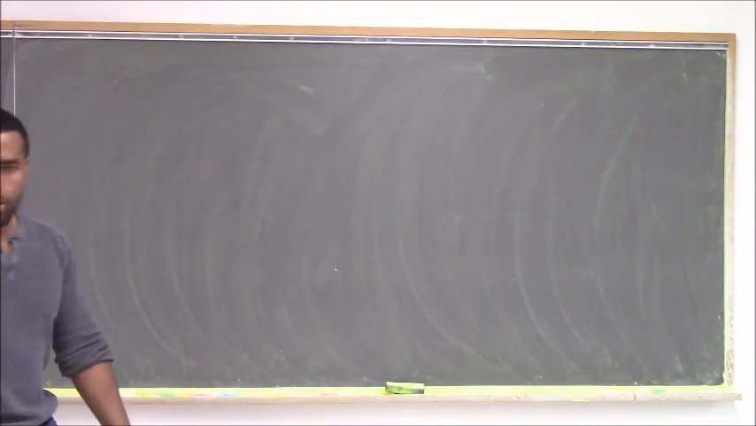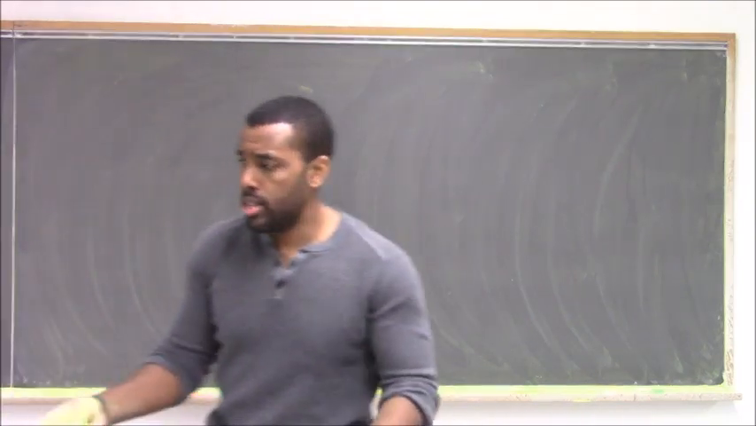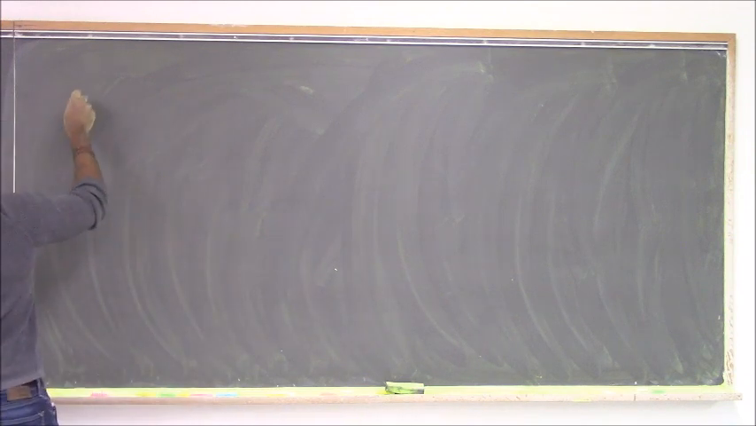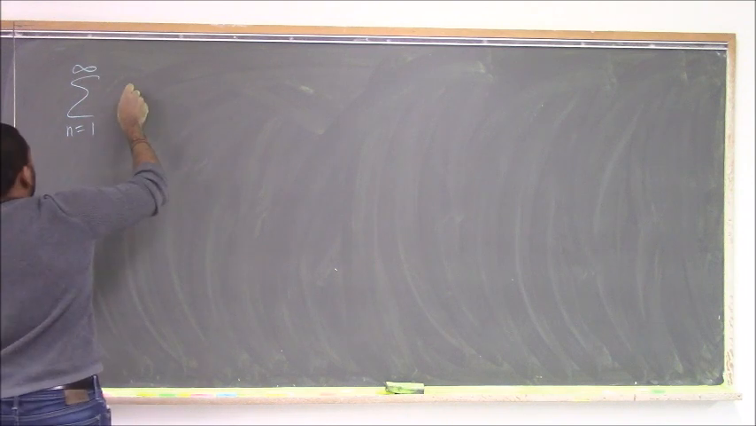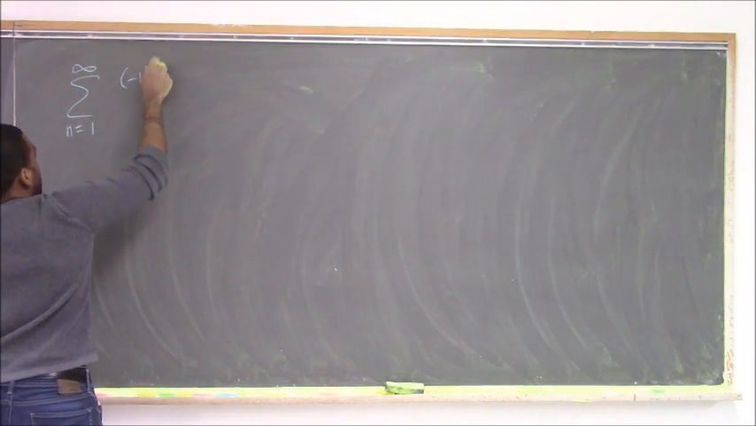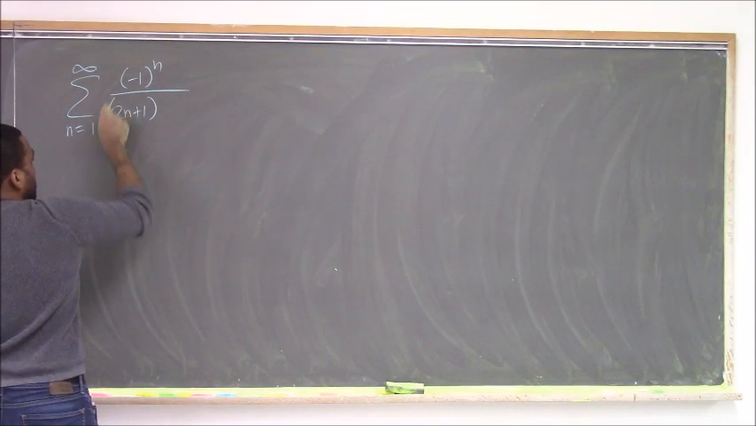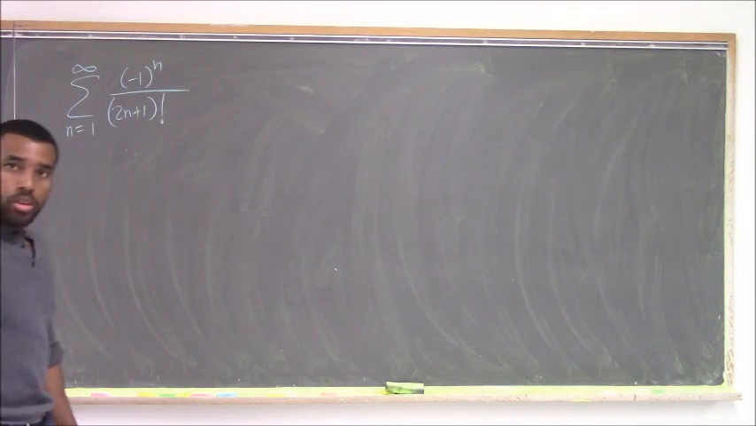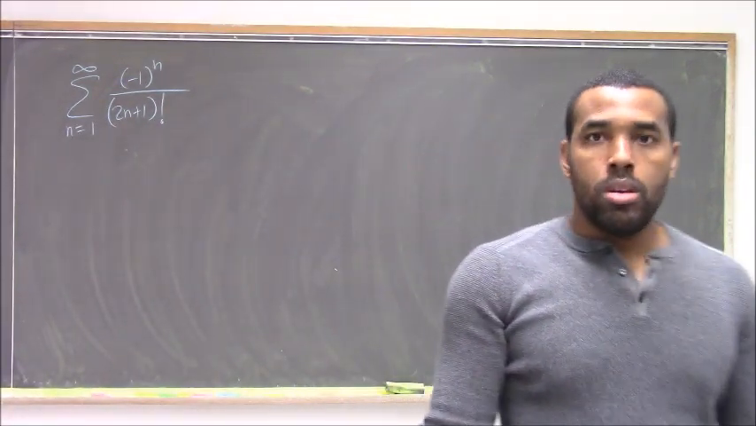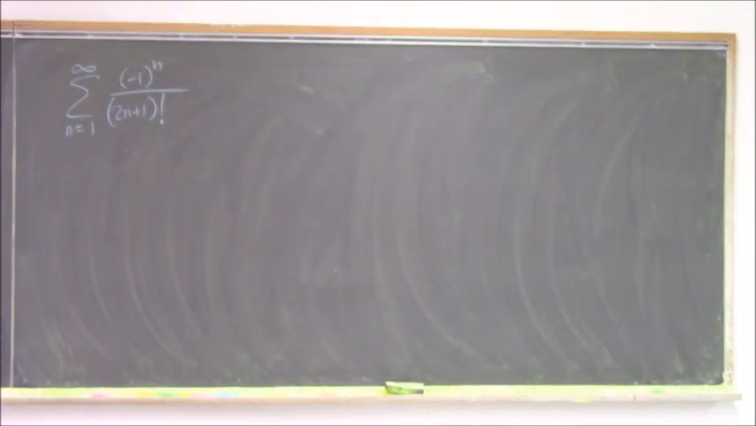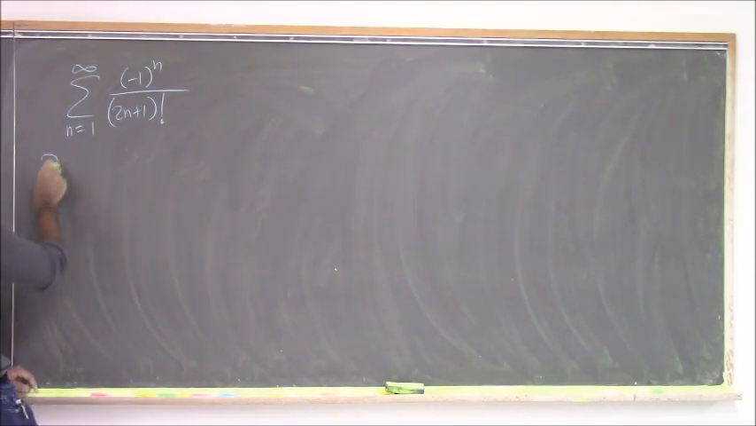Here's another example, because someone asked a question about this, and I gave this other example in class. What if you had something like, you guys can try this, negative 1 to the n over, say, 2n plus 1 factorial. So you have something like that. Here, you could actually apply the ratio test. What we can do is apply the ratio test.